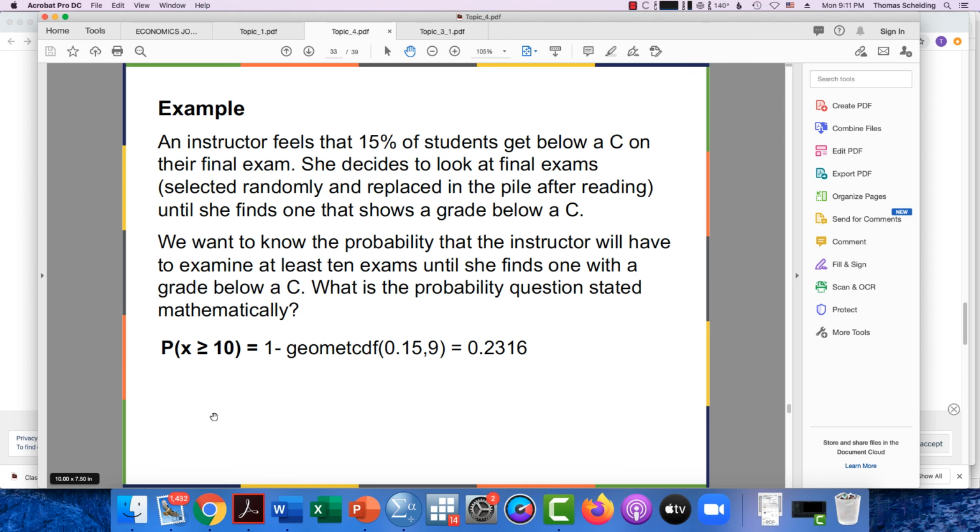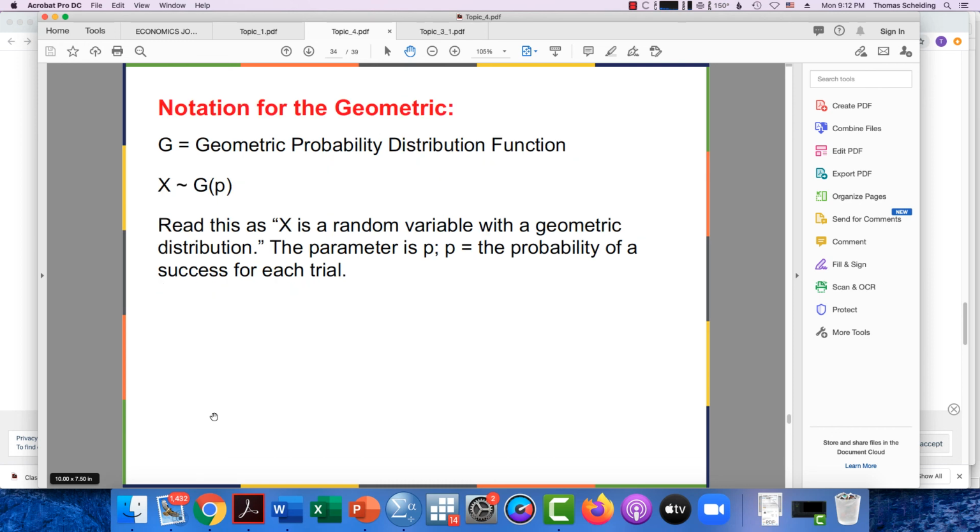We could also repeat this for how students do on an exam. And if the instructor feels that 15% of the students get less than a C on their final exam, she wants to look at exams until she finds one that has a grade below a C. What's the probability that if she looks at least 10 exams, how likely is it that she's going to find one at less than a C? Not that unlikely, 23% chance, with again the binomial distribution that, again, you're not going to be responsible for actually calculating here.